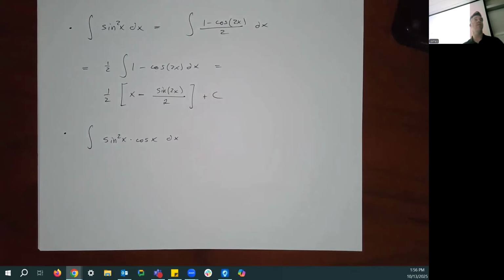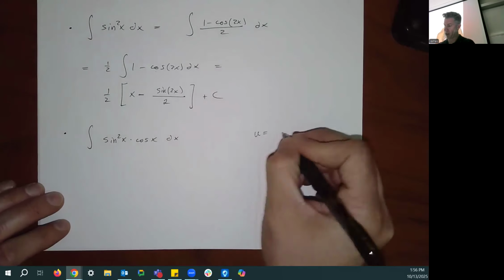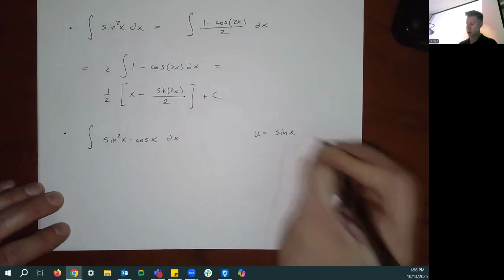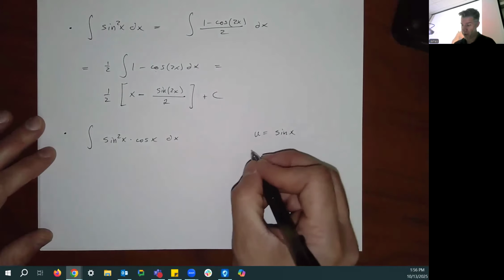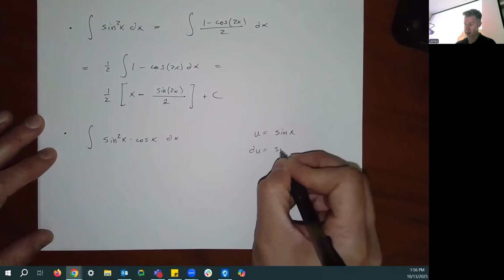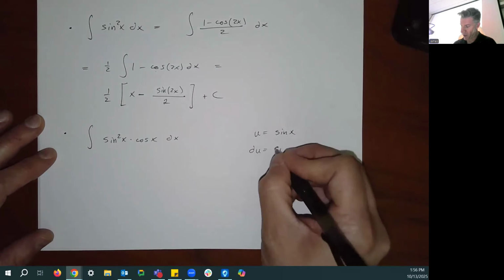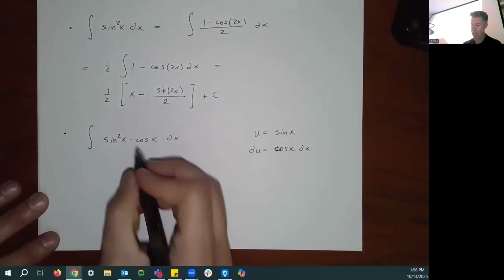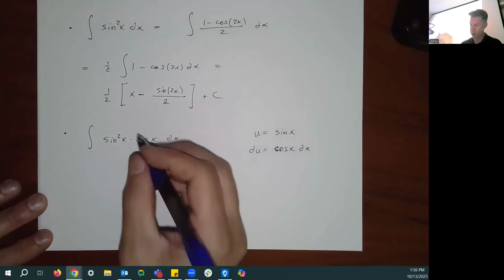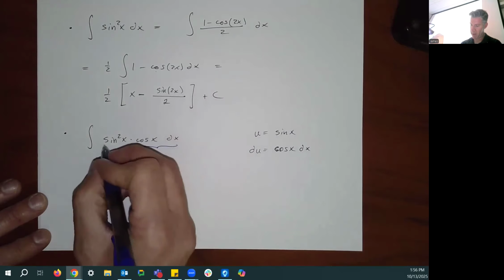It's a very different problem. Right here, I would try a u sub. I see something stuck inside another function. I see sine x being stuck inside being squared. And more importantly, I see that the derivative of sine is not sine. The derivative of sine is cosine, which we exactly have. So there's our u right there.